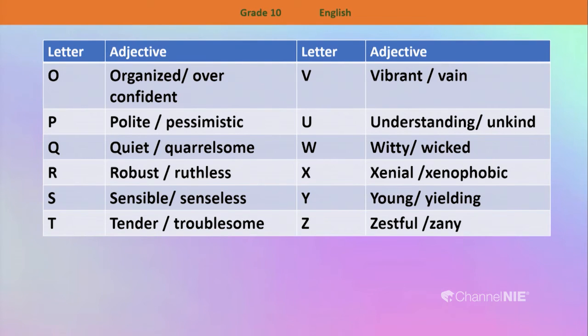Q, quiet and quarrelsome. R, robust, ruthless. S, sensible, senseless. T, tender, troublesome. V, vibrant, vain. U, understanding, unkind. W, witty, wicked. X, it's very difficult to find words for X, Y, Z. So, zenial, children, is related to hospitality. He is a very hospitable person, right?